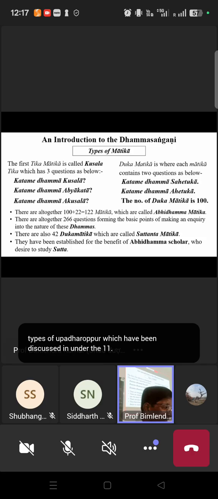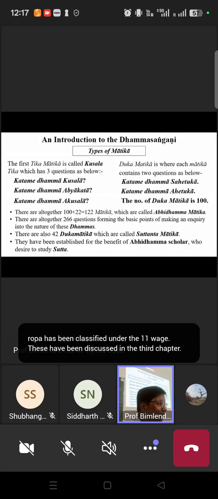एक विधेन रूप संग्रह, 2 विधेन रूप संग्रह, 3 विधेन रूप संग्रह, 4 विधेन रूप संग्रह, till एकादश विधेन. How the Rupa has been classified under the 11 ways. These have been discussed in the 3rd chapter.